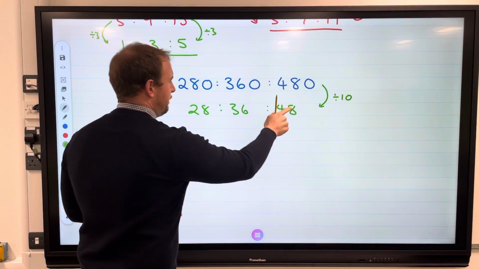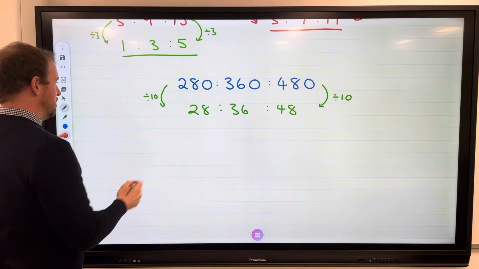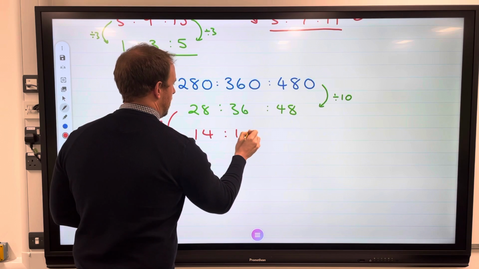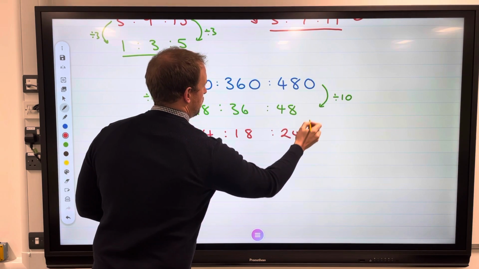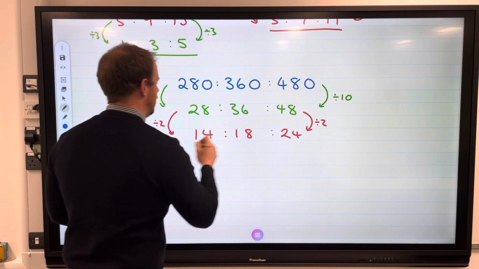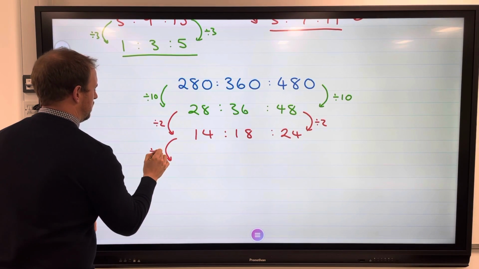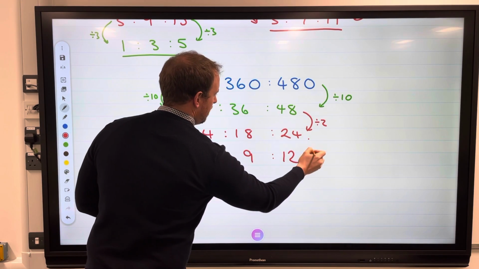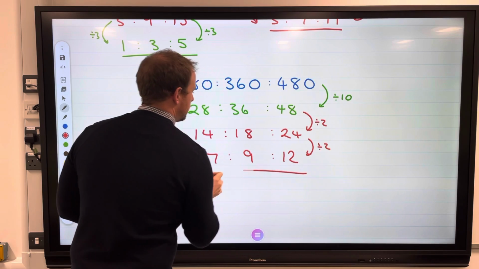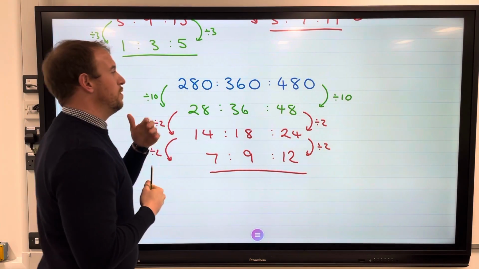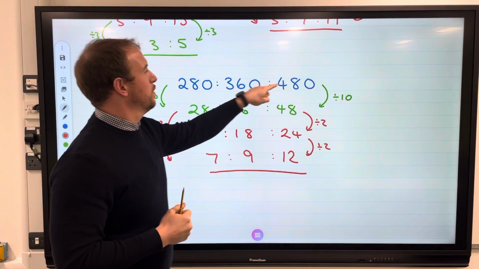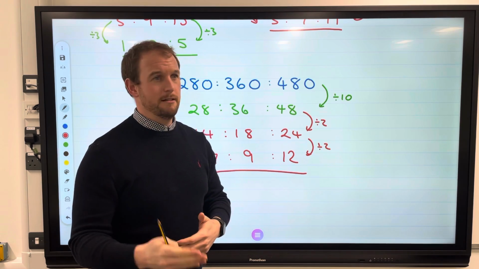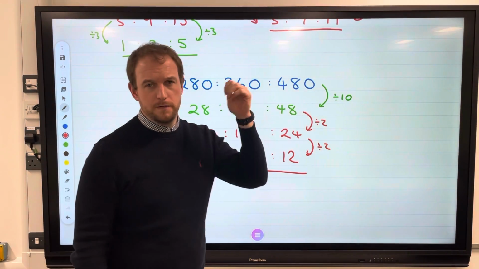28, 36 and 48, you'll notice they are all even, so we can easily divide them by 2. So 14, 18 and 24. Well, they're still even, so we could do that again. 7, 9, 12. And that is simplest form. You could have worked out that 40 goes into all of those, divided it by 40. But realistically now, I'd expect you to do a couple of steps, especially for the bigger numbers.